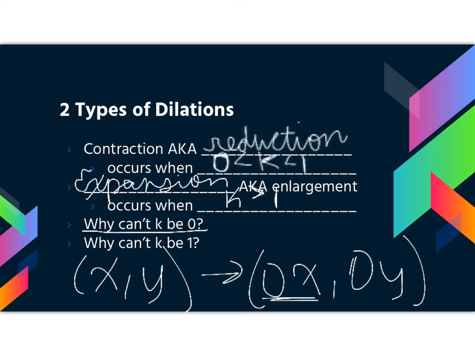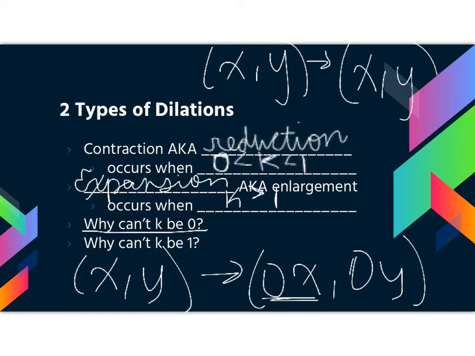On the other hand, if you have a mapping rule where your scale factor was 1, you would just be left with (x, y) goes to (x, y). And that's not a reduction or an enlargement. It's just like mapping to the same figure. So that's why we focus on scale factors that are between 0 and 1 or greater than 1.